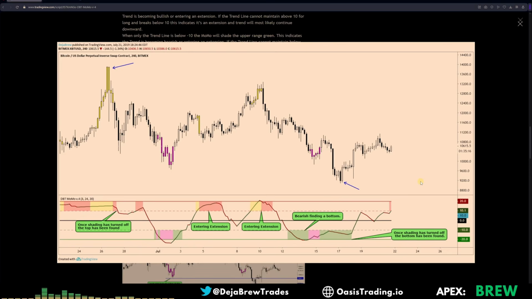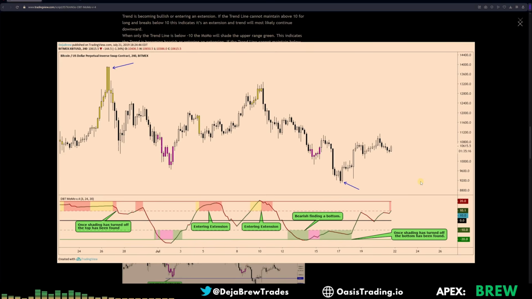So when that shading turns off, when that red shading and gold shading turn off because that trend line is breaking back below -10, then we can say the highest point during that shading was the top. They found that top. We can mark that out as a level.